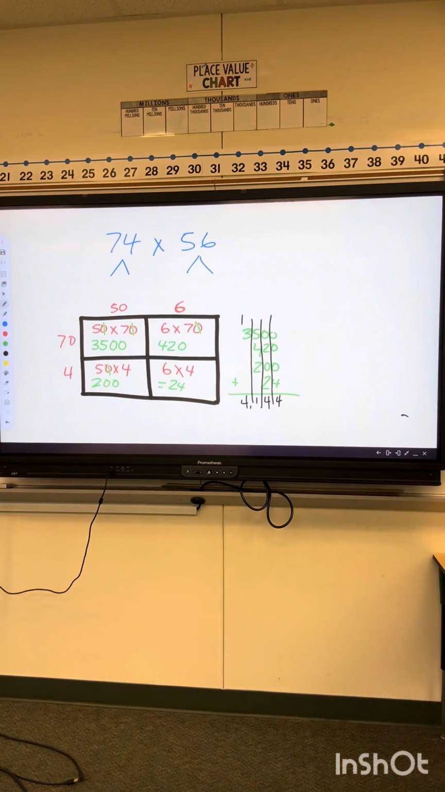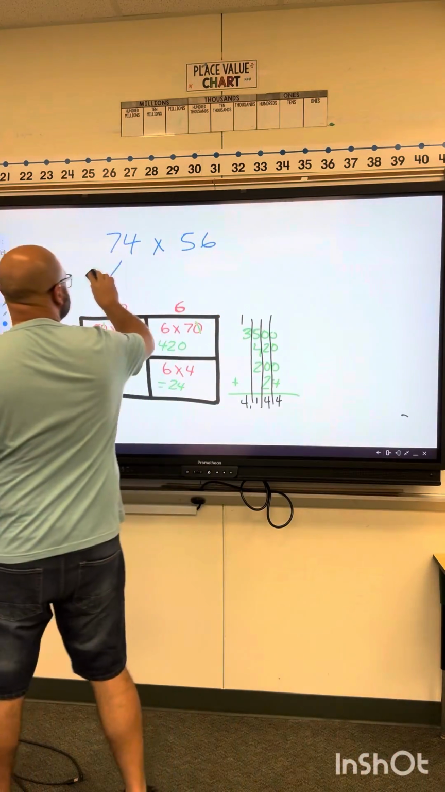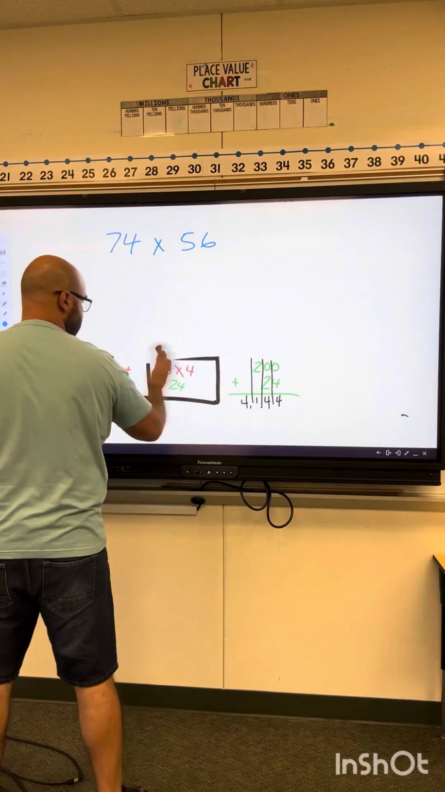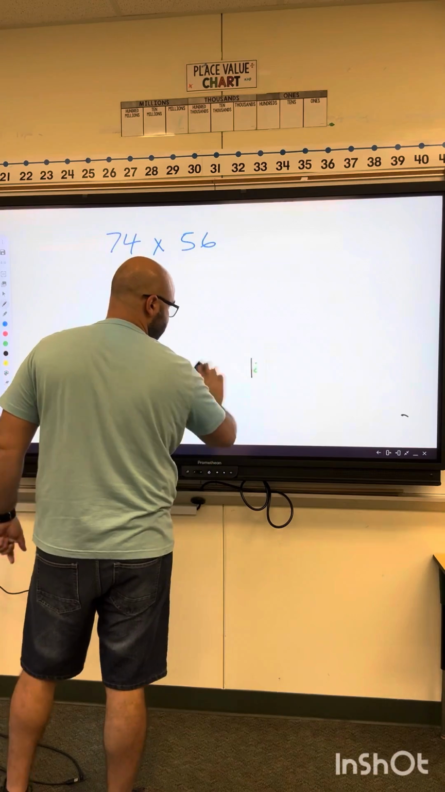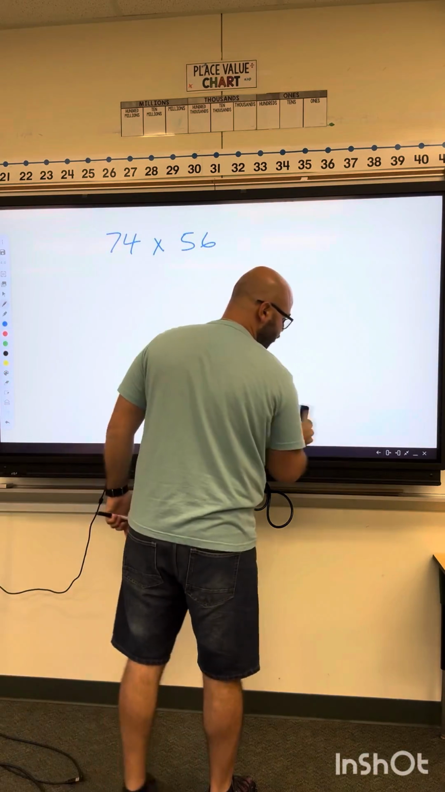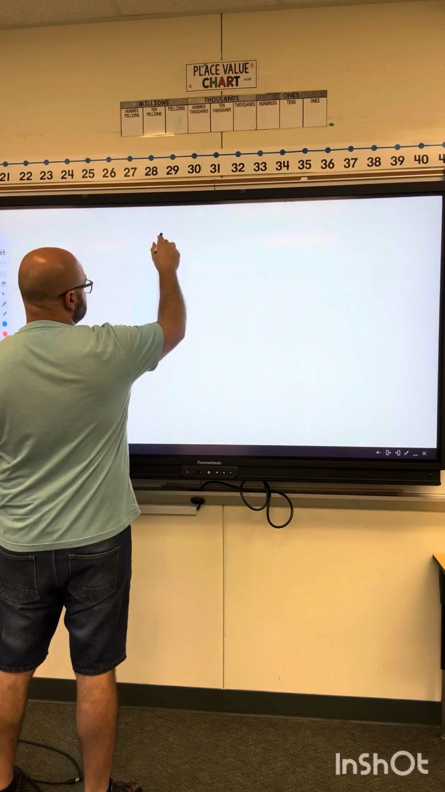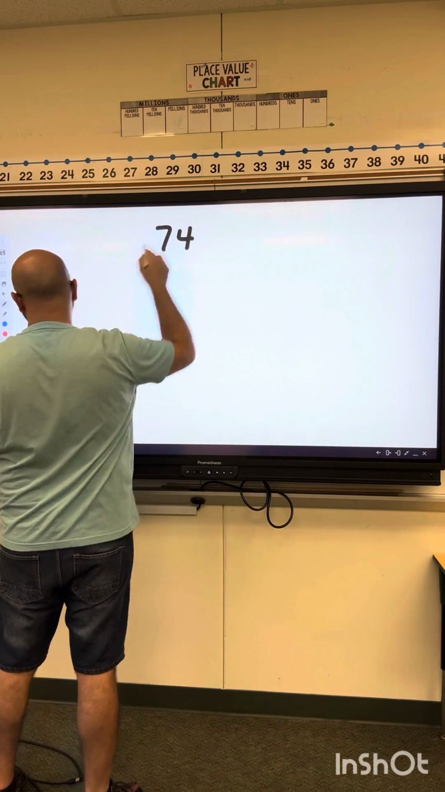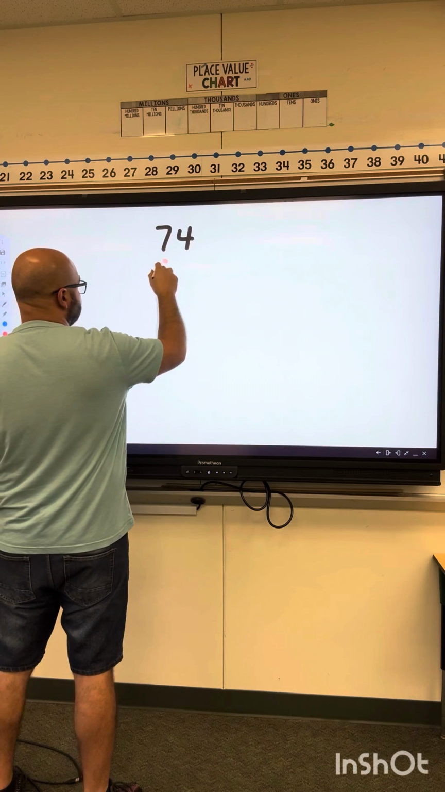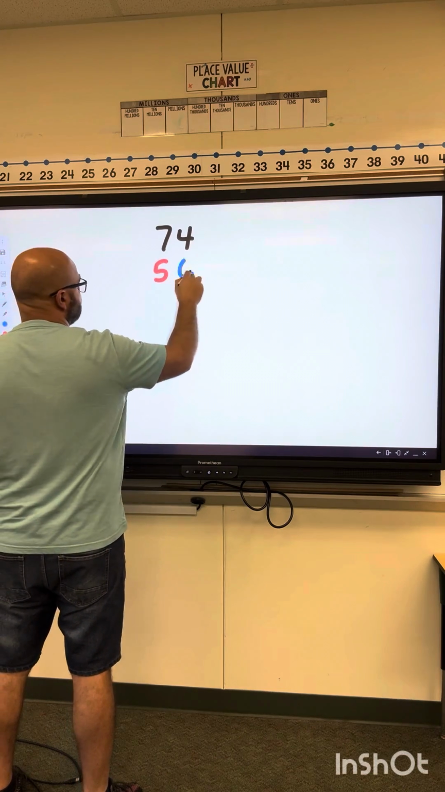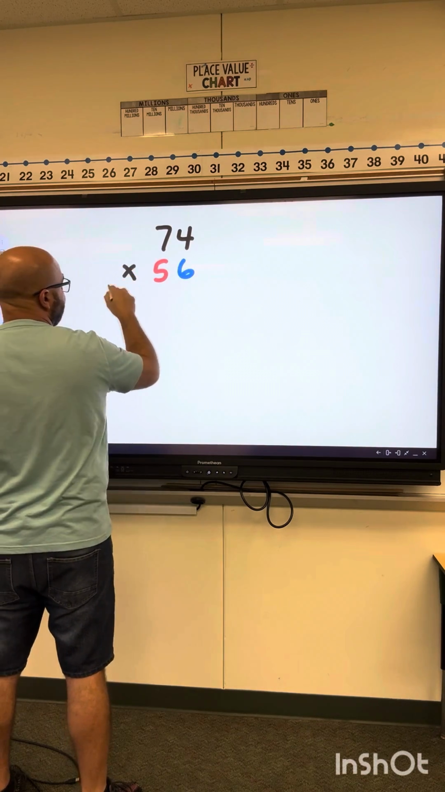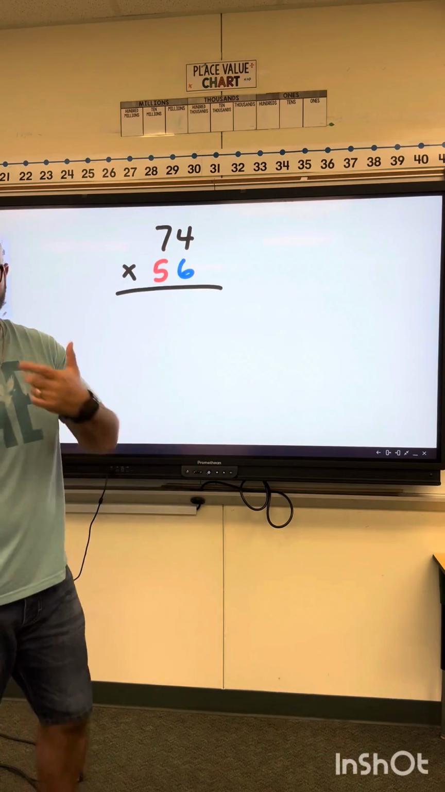74 times 56, here we go. Now, for standard algorithm, you have to write or rewrite that multiplication problem, but vertically. To understand what I'm doing, 74 times 56, okay. So this is pretty much how I did it with the kids, okay?